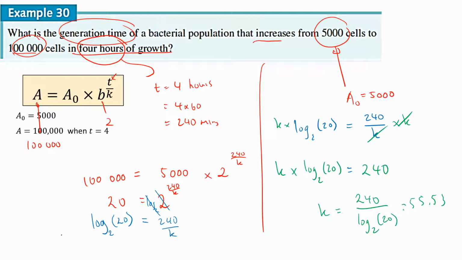What does the k mean? Yeah, it's the generation time. So that's how long it takes to generate itself. That's your generation time, and that's in minutes because we calculated in minutes before. Any questions so far? Did that feel all right? So it's just, is it growth or is it decay? Let's try the next one.